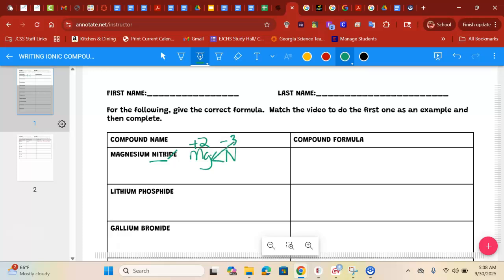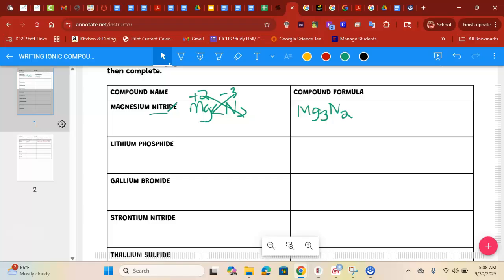And so we're going to crisscross these, and you get Mg3N2, okay? So what I want you to do is when you're going through these, you're going to have to do the same thing that we did before, okay, with the crisscrossing and the charges and everything. And you're going to need to make sure that you have marked out the IDE part, okay, so that you can figure out what the element is. Like if you're looking at lithium phosphide, if I mark that IDE out, what element would that be? Well, that's going to be phosphorus, okay?